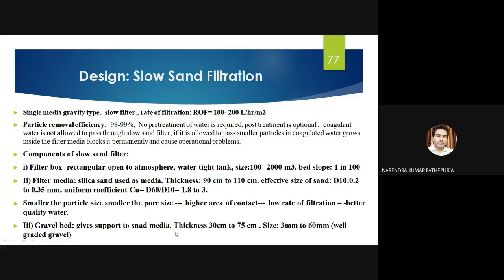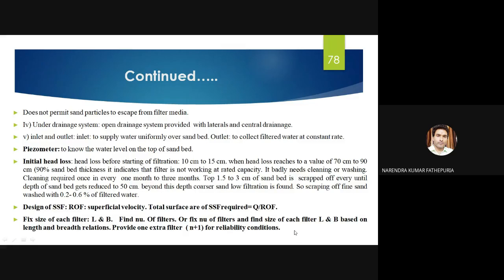There's a gravel bed, the third thing. Gravel bed, as I told you, supports the sand media. Thickness should be 30 centimeter to 75 centimeter. Size should be 3 mm to 60 mm for the well graded one. These are some things which we have to address. It does not permit sand particles to escape from the filter media.